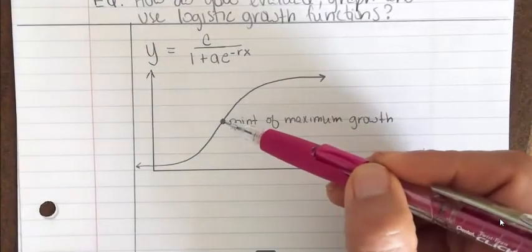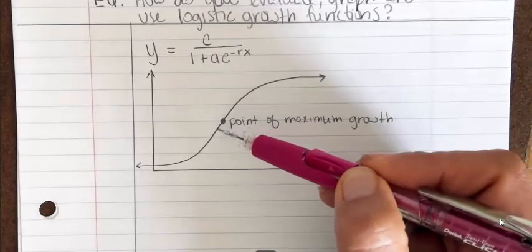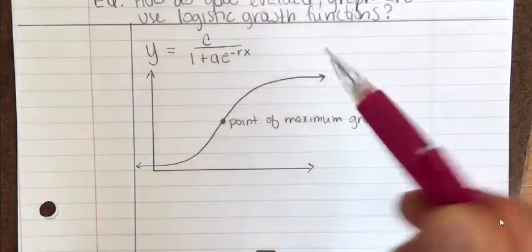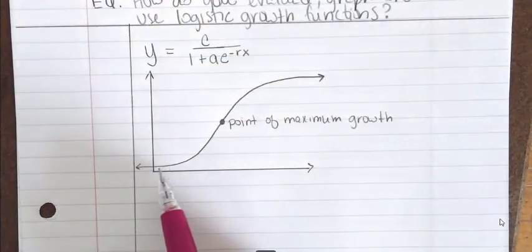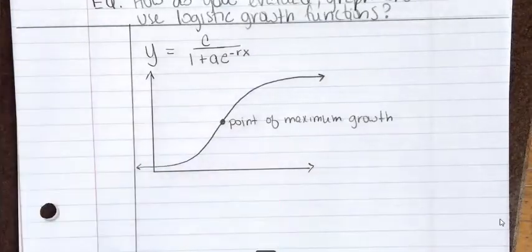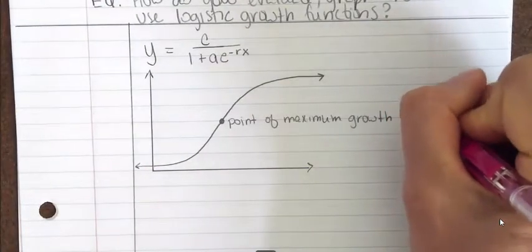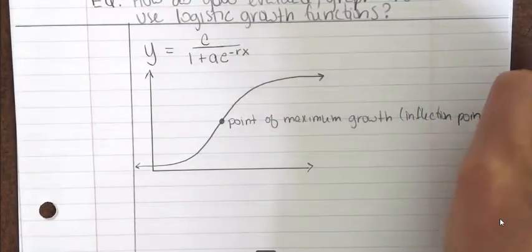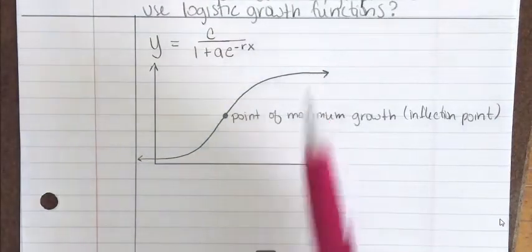This is where, for example, an infectious disease such as COVID-19 is infecting the most people at the quickest rate. Up here is where it's starting to die off. Down here is where it's just getting started. So you have this point of maximum growth. That's what we would call an inflection point. Basically, the curve goes from being concave up to concave down.